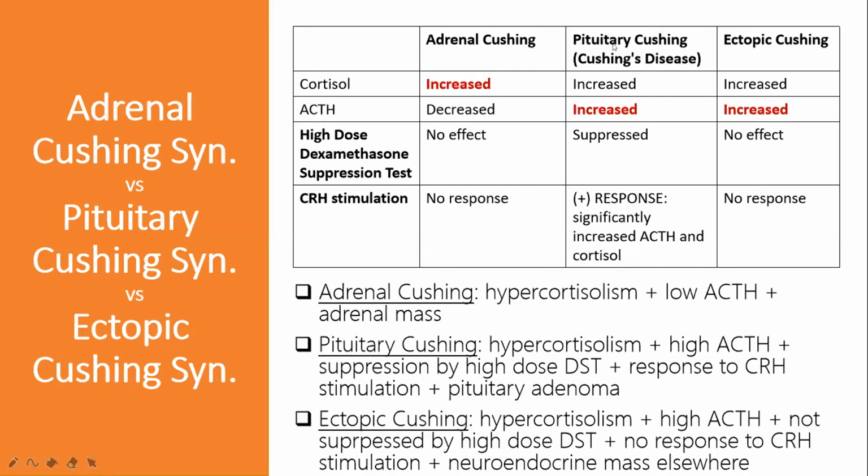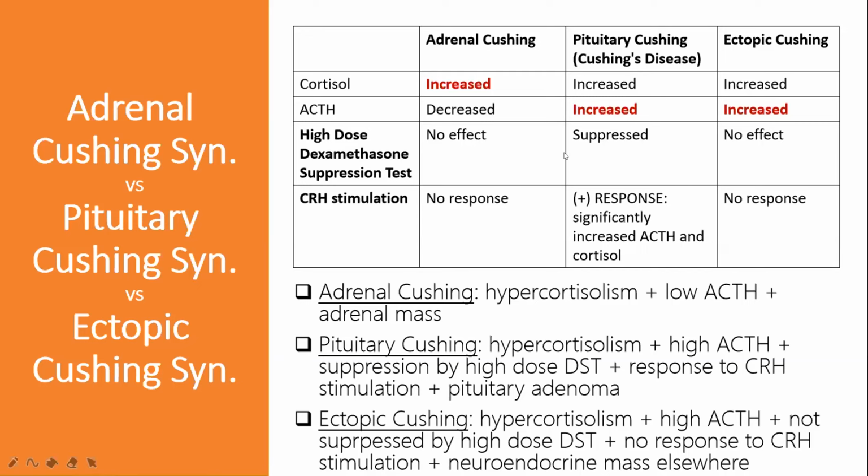Now, if we are dealing with a pituitary Cushing or Cushing's disease, the primary defect would be the increase in ACTH production. And as a result of increased ACTH production, there would be an increase in cortisol production.